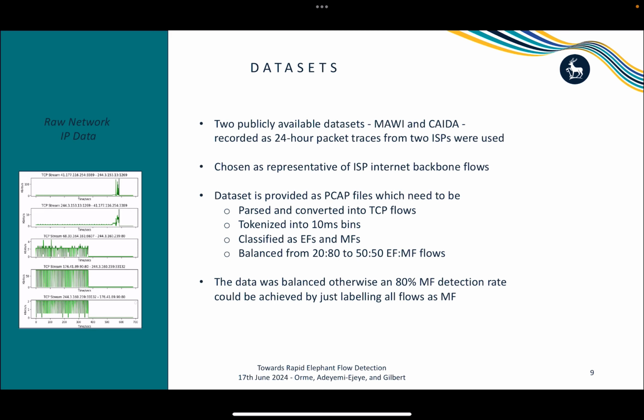As the data was heavily skewed to mice flows, we decided to randomly subsample a number of mice flows so that they balanced the number of elephant flows. Otherwise, an 80% success rate could easily be achieved just by assuming all flows were mice.